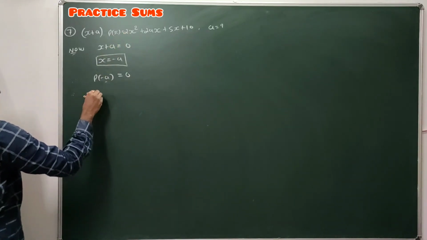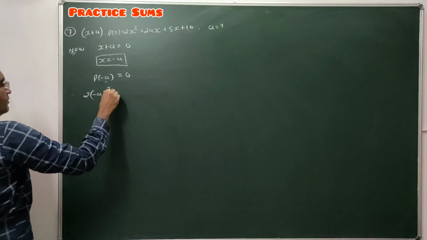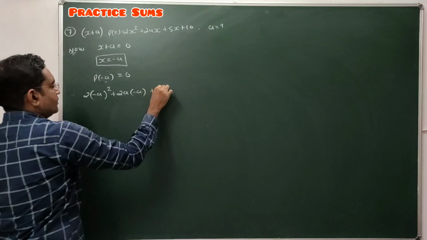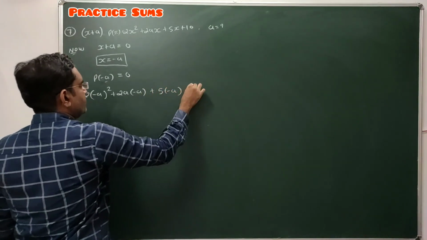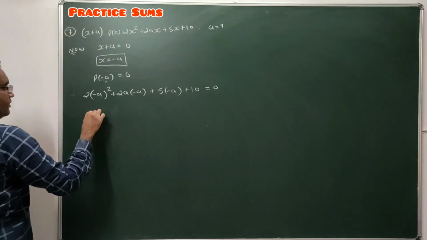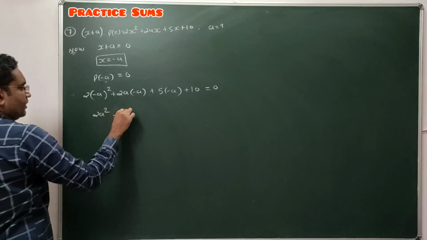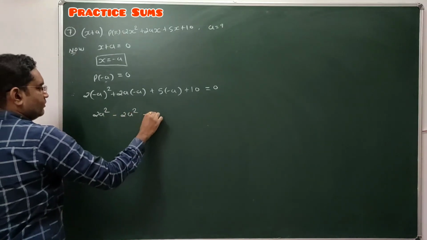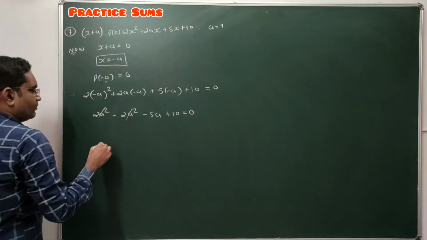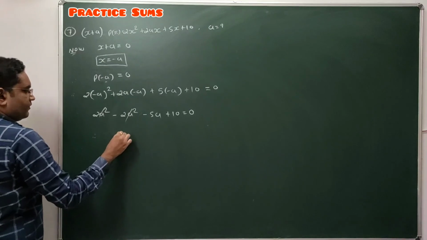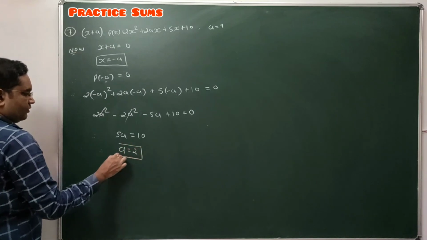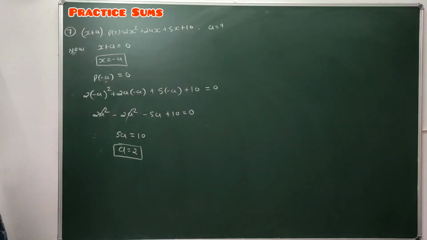So it's 2 into minus a square plus 2a into minus a plus 5 into minus a plus 10 equal to 0. Therefore this one is 2a square minus 2a square minus 5a plus 10 equal to 0. Minus 2a square plus 2a square cut. So it's 5a equal to 10. Therefore a equal to 2. A equal to 2 is the answer. Very simple question.